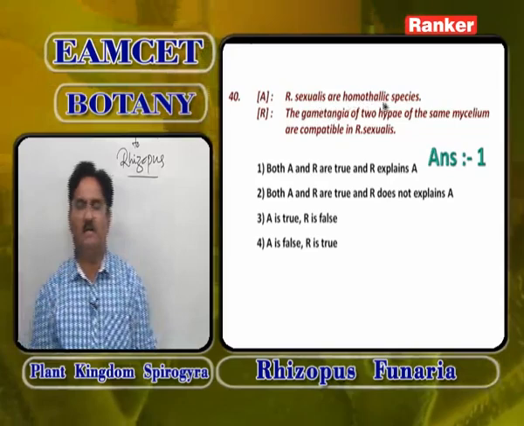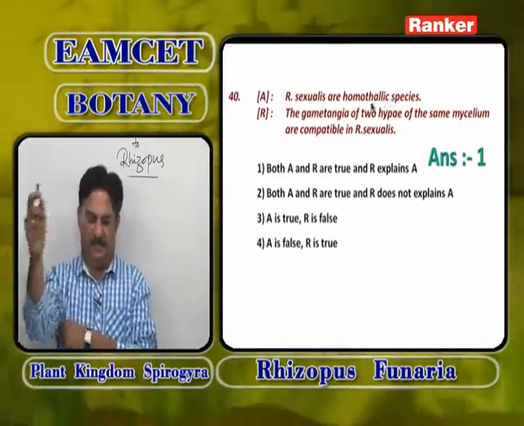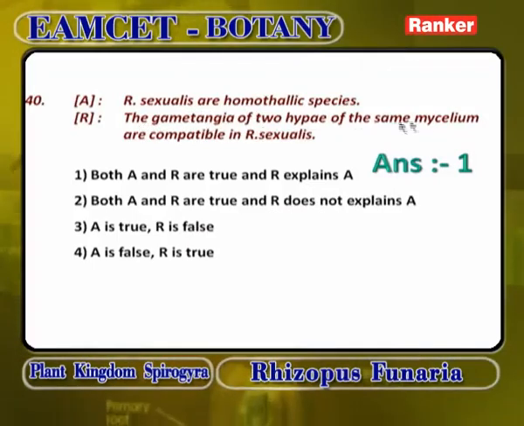Rhizopus sexualis is a homothallic species, correct. The gametangia of 2 hyphae of the same mycelium are compatible in sexualis. Compatible means each mycelium can complete the complete reproduction. So definitely compatible. So Rhizopus sexualis is a homothallic species, correct. The gametangia of 2 hyphae of the same mycelium are compatible in Rhizopus sexualis is correct. So definitely both A and R are true and R explains A, first option.